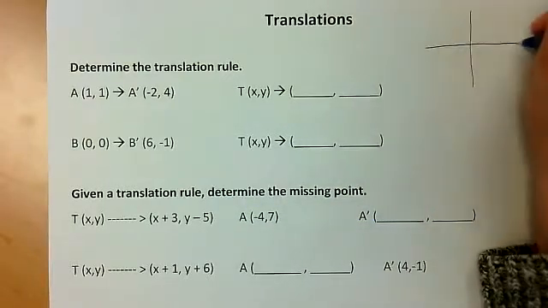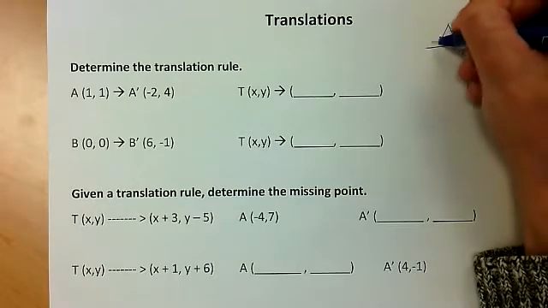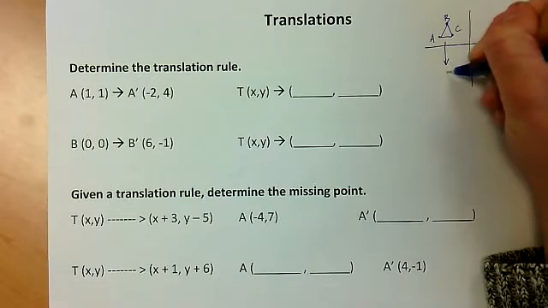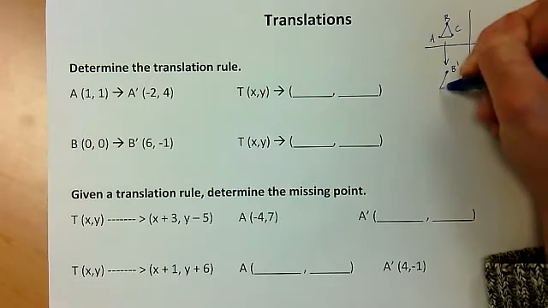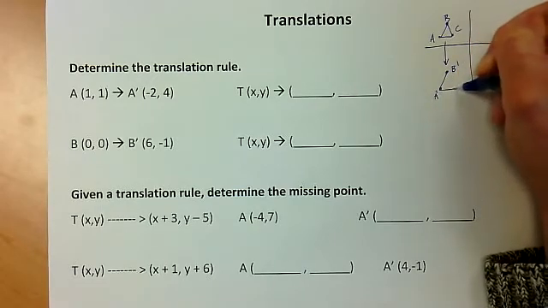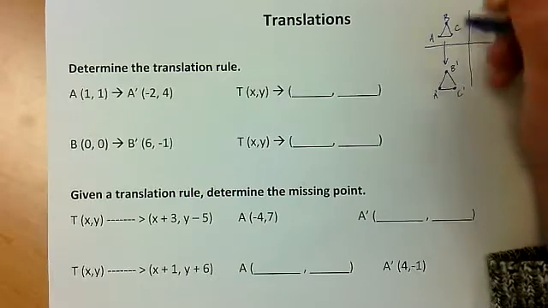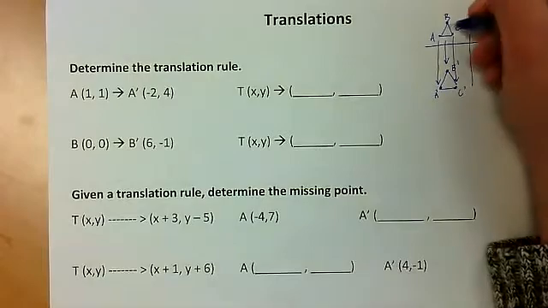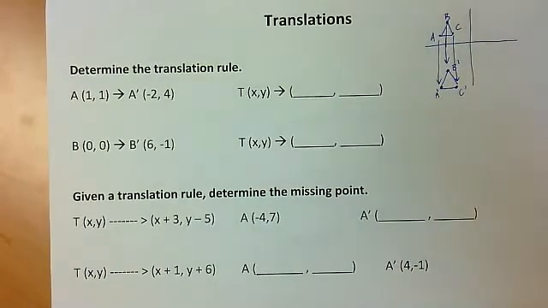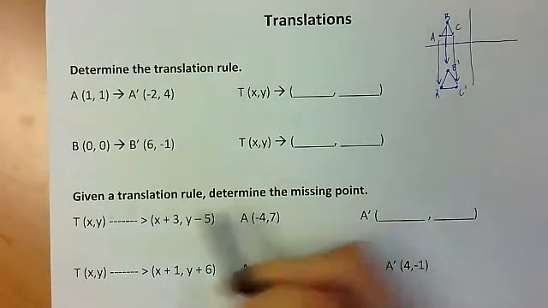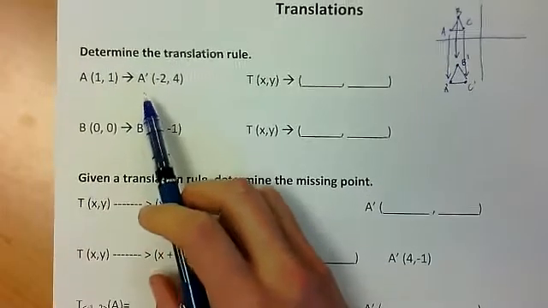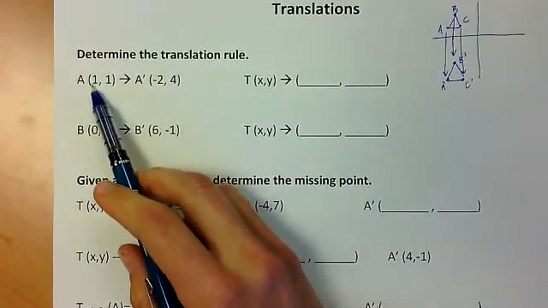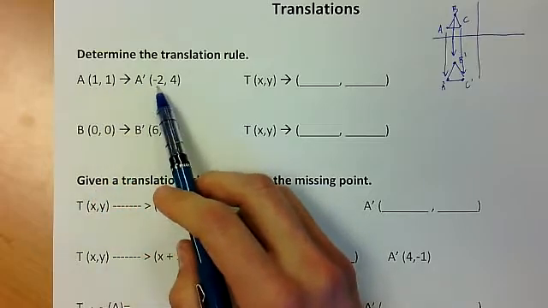So on my coordinate plane, if I'm taking a triangle, ABC, and I'm sliding every single point the exact same distance in the exact same direction on the coordinate plane. So all those lines are going to be the same. Like, so in this first part, I want to determine the translation rule. So I want to know what happened. So in my pre-image, A was (1, 1), and in my image, A prime was (-2, 4).